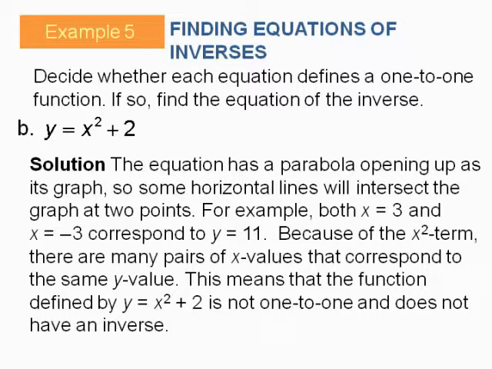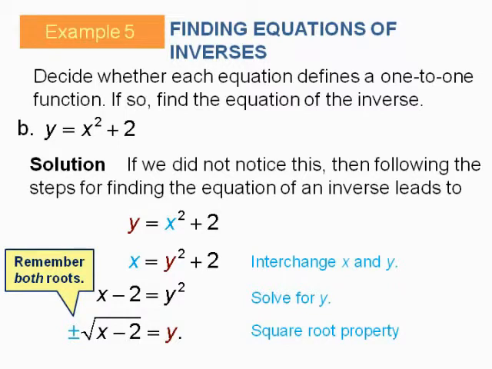All right, now decide whether each equation defines a 1-to-1 function. Now let's look at this example, y equals x squared plus 2. If you think about that in our previous lessons, that is a parabola shifted 2 units up that looks like this. So I'm suspecting, wait a minute, that isn't going to pass the horizontal line test. The equation here will fail the horizontal line test. For example, both x equals 3 and x equals -3, if we plug that in for x, will give us a y value of 11. So it is not 1-to-1 and does not have an inverse. So we can't find the equation of that.